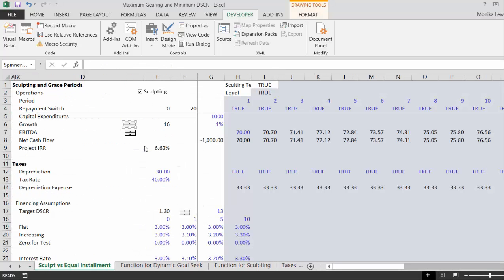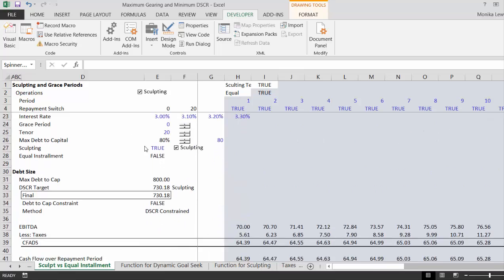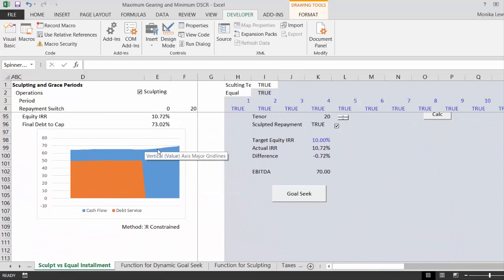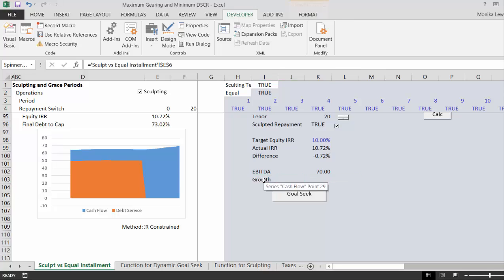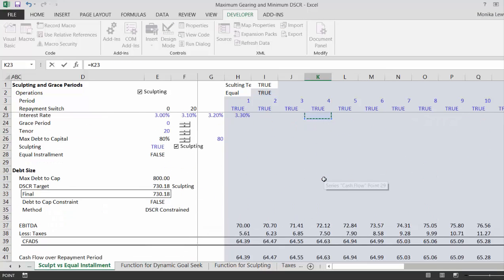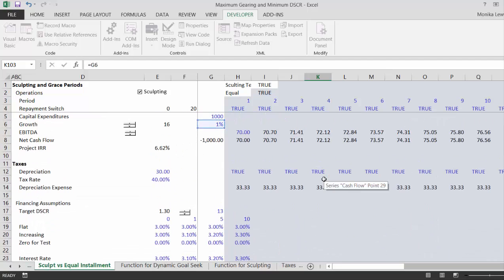Oops, I meant to keep it on the same page. I'm used to going down. Okay, and let's put growth.